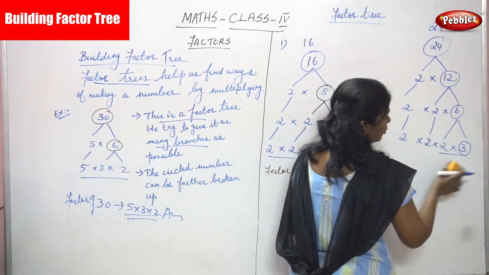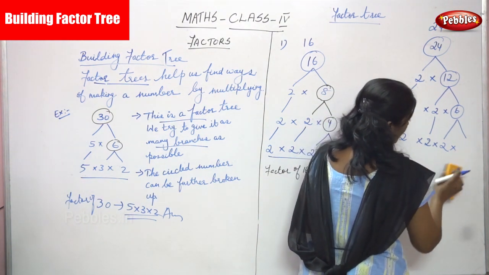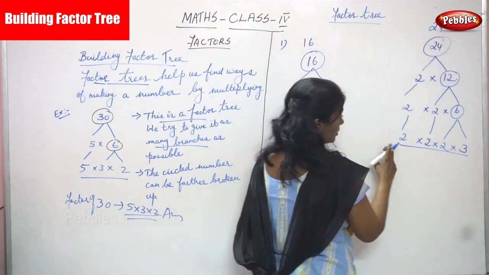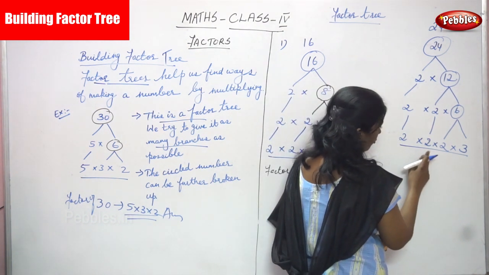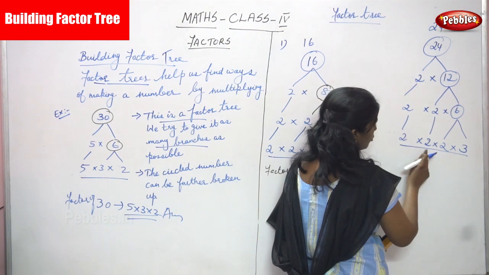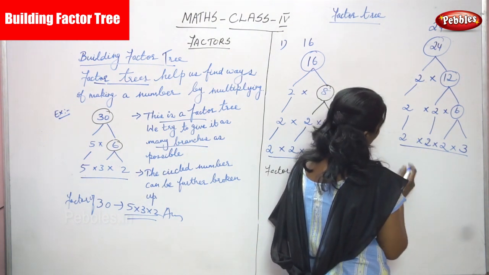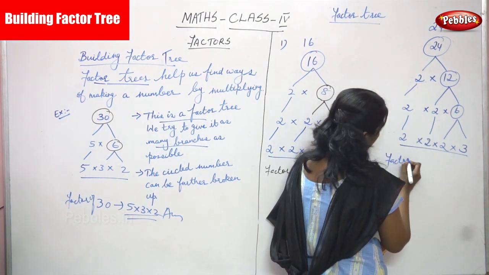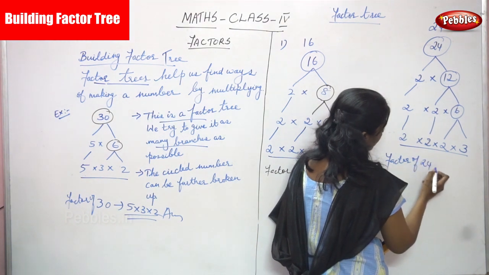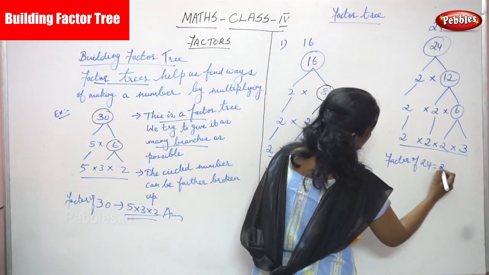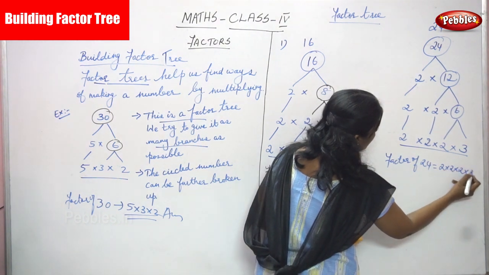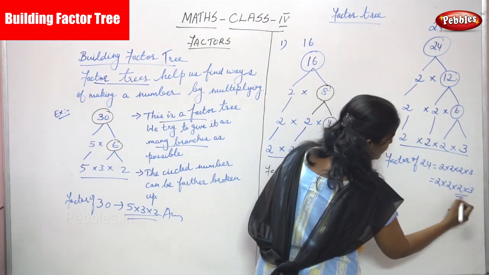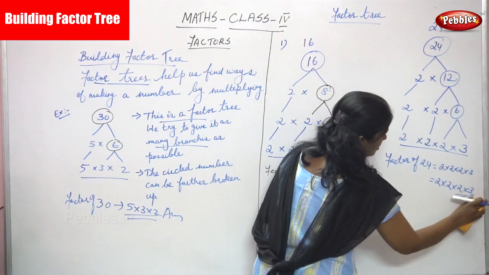That means 3 into 1. The same number will come, so it's not necessary to circle the number. You stop here. So these are the factors of 24. Just multiply: 2 into 2 is 4, 4 into 2 is 8, 8 into 3 is 24. So the factor of 24 is equal to 2 into 2 into 2 into 3. This is the right answer for the question.